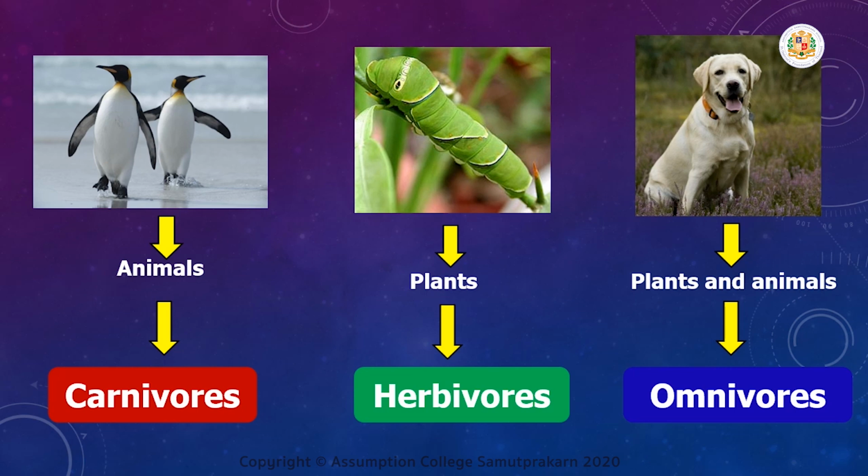Now you know better the three groups of animals by the way they eat. If the animal eats only plants, we call it herbivore. Eat plants only. If the animal eats only animals or only meat, we call it carnivore. But if this animal eats plants and also eats meat or other animals, we call this group omnivores. Okay?